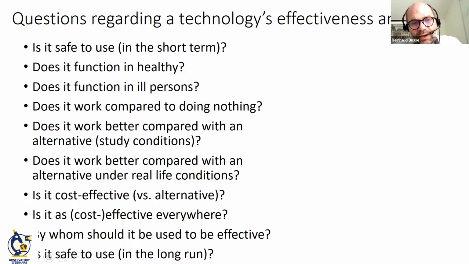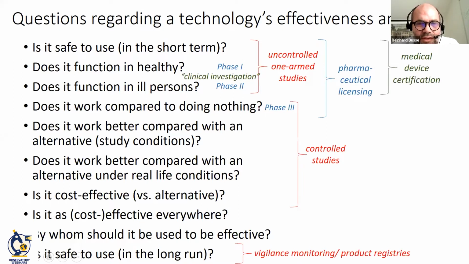And clearly, we could expand these lists of questions regarding a technology, and then we have different instruments to do it. We have different methodologies. We at first have uncontrolled one-armed studies, and we have the typical controlled studies. We have registries, and we have the stage of pharmaceutical licensing and the medical device certification. And we see a gap here further down, and this is where HTA comes in.